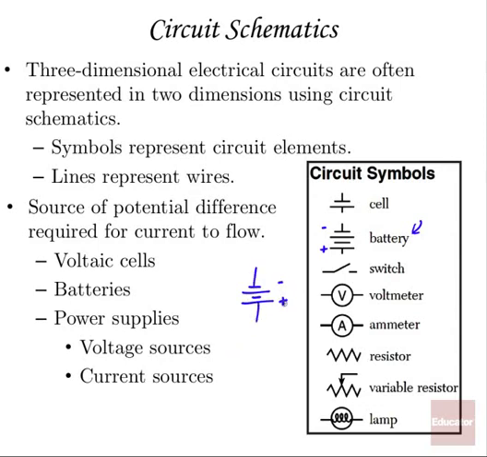So the long side of a battery is the positive side. Voltage sources and current sources can also be used. Here's a single cell. A battery is actually a combination of cells, which is why you get this symbol. A switch is often shown opening and closing that way. A voltmeter with the V in it measures potential difference or voltage. An ammeter measures current flow in amps. A resistor kind of looks like the Charlie Brown shirt. A variable resistor just means you can change the resistance, and a lamp is a resistor that gives off light.